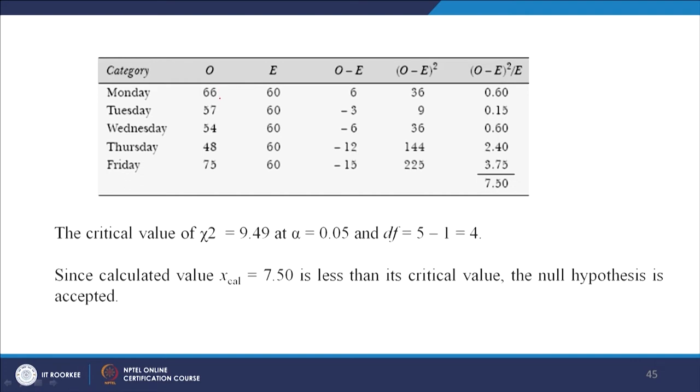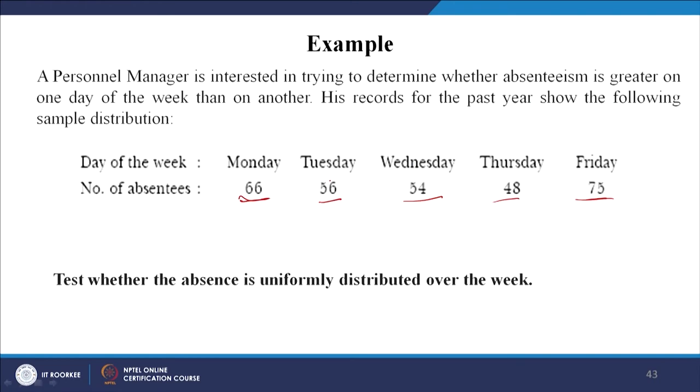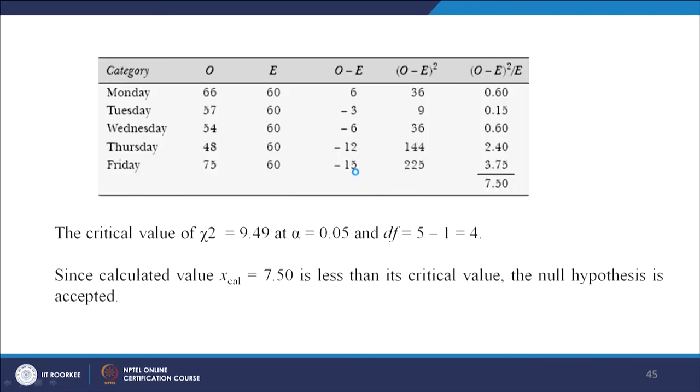Now, 66, 57, it is written over there. Okay, I think there was a mistake here. So, this is 57 actually, right. So, you can see here it is 57. So, now that comes to 300. This is also 300. So, equally divided now.